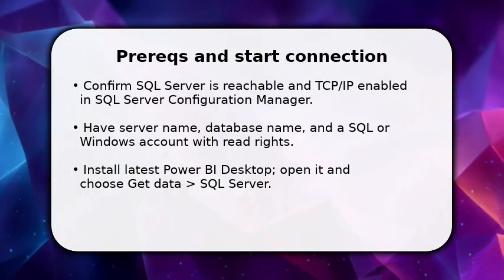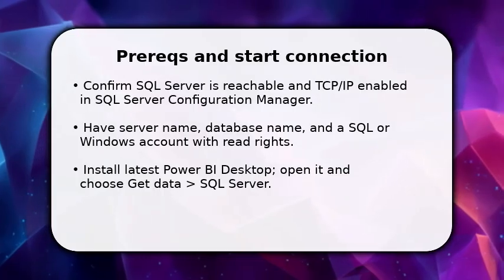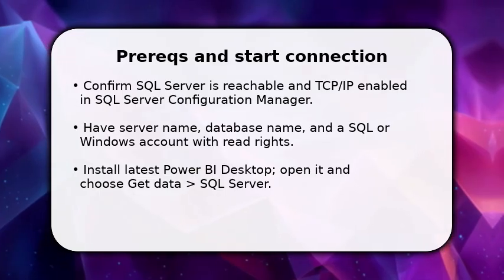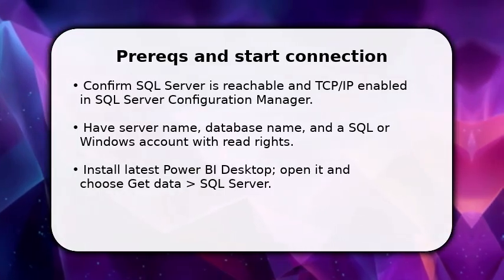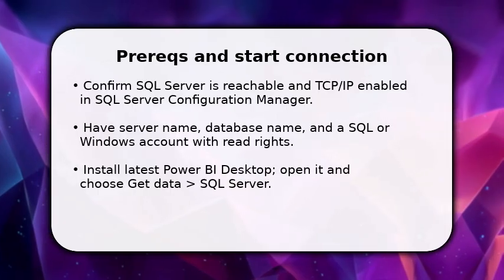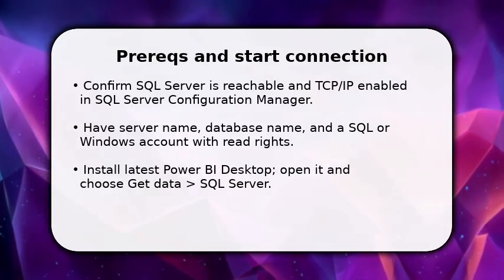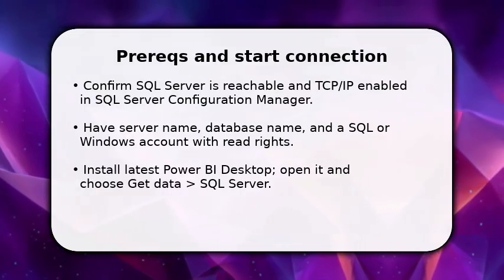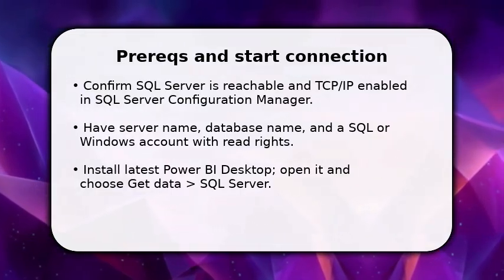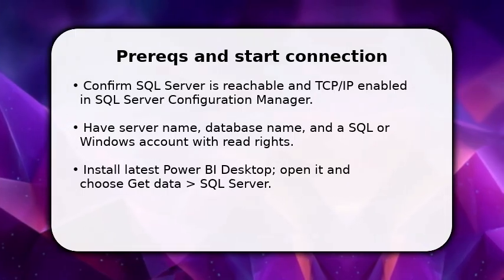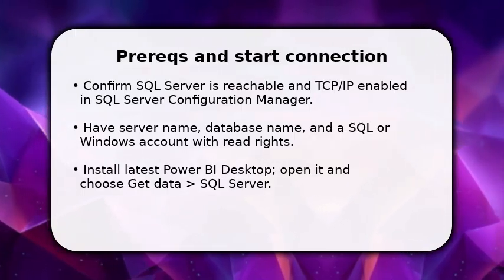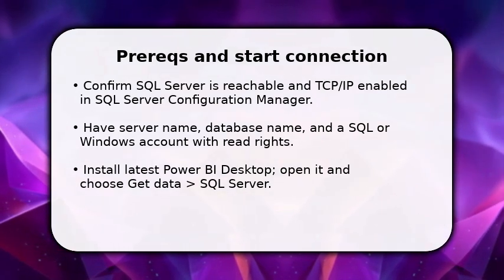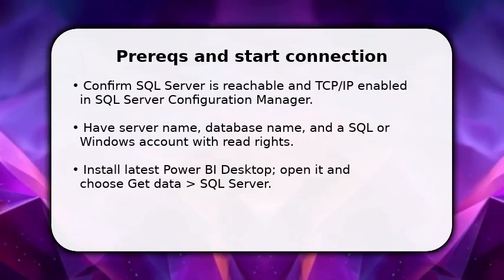You begin by verifying prerequisites. Make sure TCP/IP is enabled on the SQL instance and you have credentials with read access. Once done, open Power BI Desktop and choose Get Data then SQL Server. Enter the server and database names, selecting Import or Direct Query depending on refresh needs. Use Windows Auth for integrated security or SQL Auth with username and password. This starts the handshake between Power BI and your SQL server, so take these steps carefully to avoid connection errors.